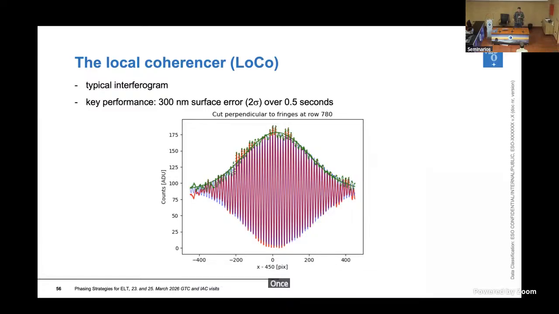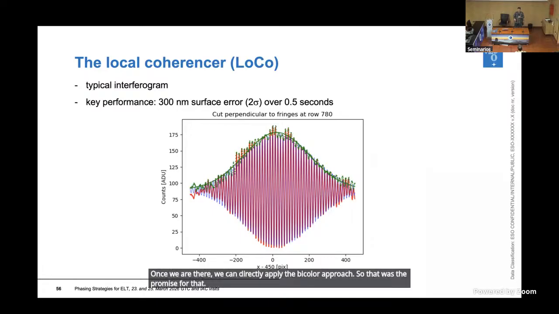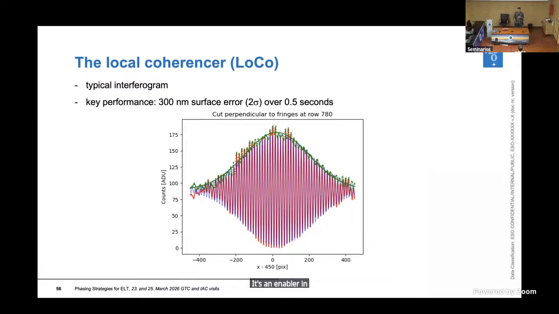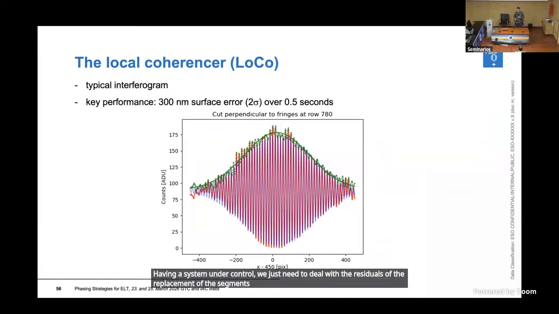Once we are there, we can directly apply the bicolor approach. So that was the promise for that. It's an enabler in operations. If you have your system under control, you just need to deal with the residuals of the replacement of the segments. If you're within 600 nanometer, then you are good to go with a very short bicolor phasing measurement.